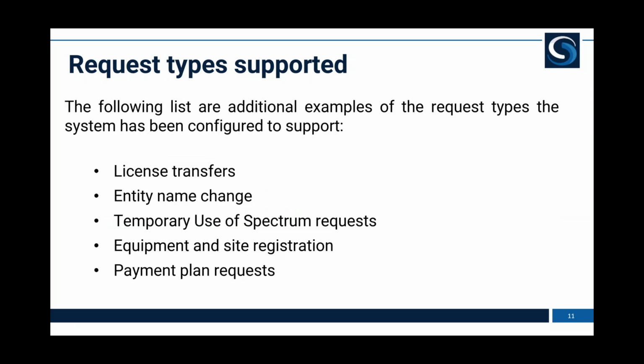The following list are additional examples of the request types the system's configured to support. So we can also support license transfers, entity name changes, temporary use of spectrum requests, equipment site registrations, and payment plan requests. So we're not going to cover all this today, but if you'd like to learn more about how the system supports these other types of requests, please let us know.